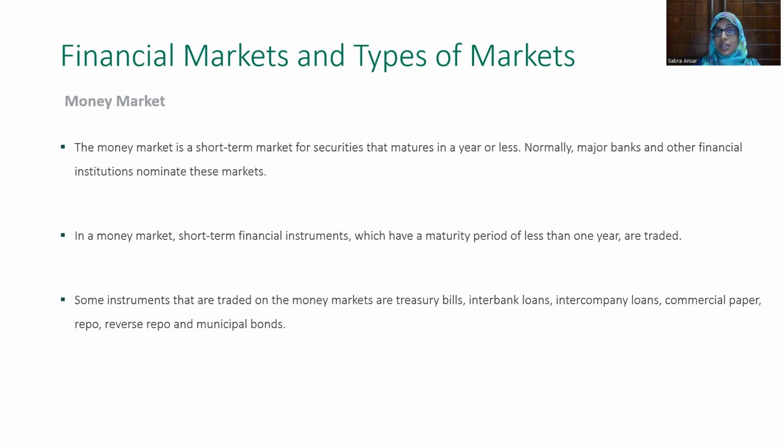And as you can see, the first section that we will be covering is the first type of market, which is money market. So what is money market? Money market is basically a short-term market for the securities that mature in less than 1 year. So when it comes to money market, it's normally related to major banks or other financial institutions.